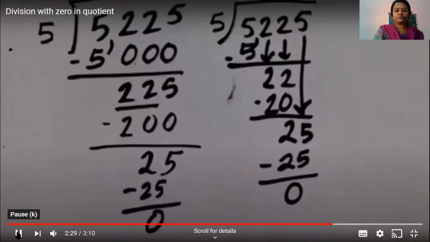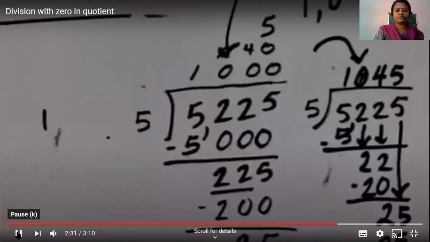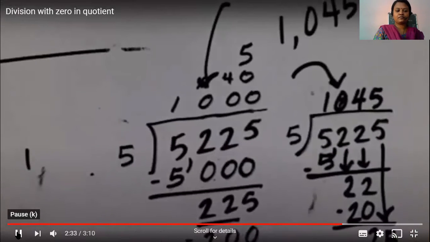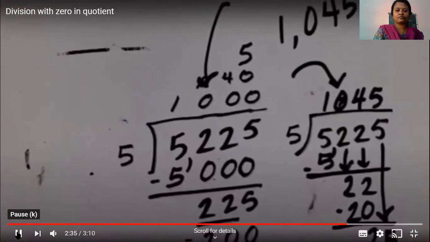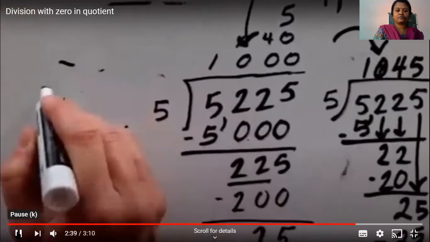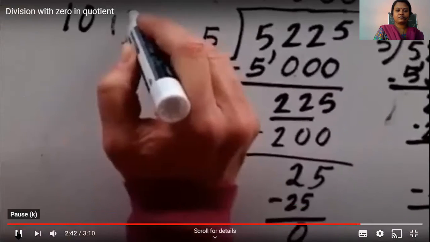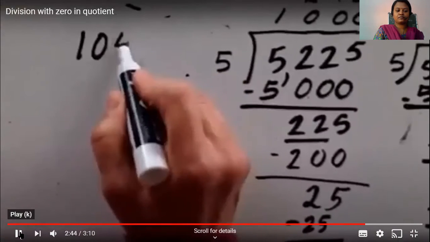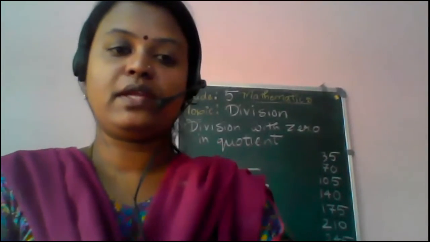A reminder, you can always check your work too. I can take 1,000. Oops, I just ran out of room. 1,045. Okay, so in this way we have learned the division with 0 in the quotient.